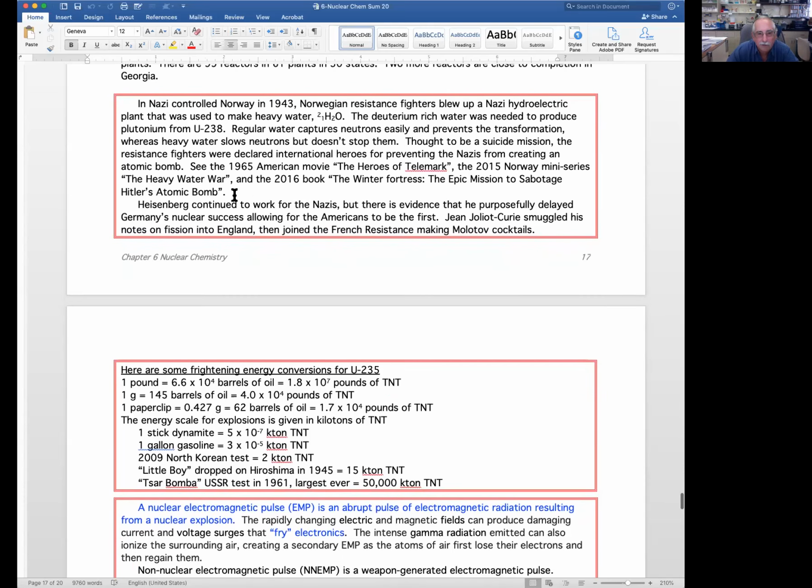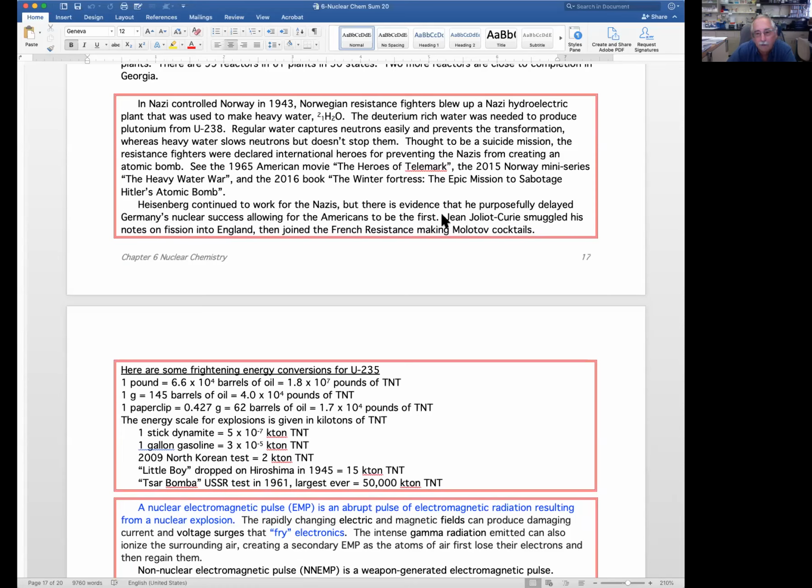So what about chemists during those days? Heisenberg was German, so he continued to work for the Nazis. People thought, oh, he's a Nazi. But what he was really doing is that he delayed the nuclear success of Germany, which really allowed the Americans to be the first.